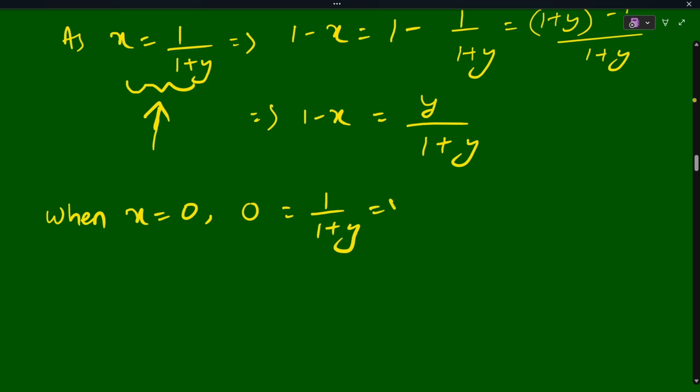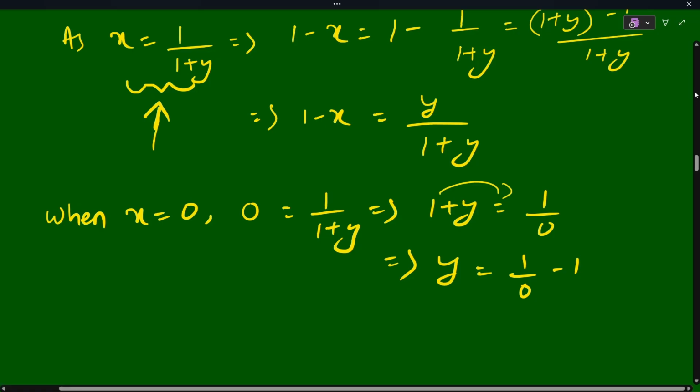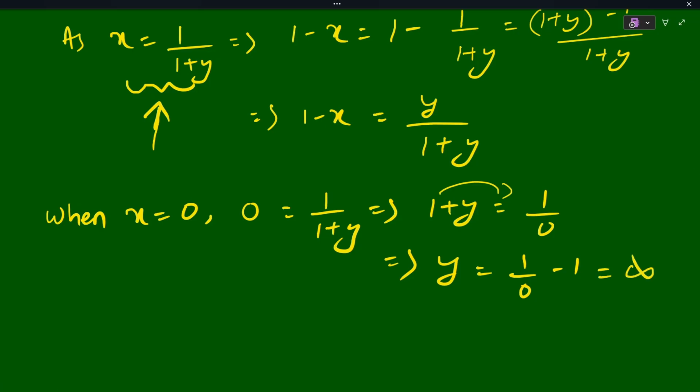So from this we can conclude that, take this 1 plus y to the left hand side. Okay, so this is 1 plus y equal to 1 by 0. From here take this 1 to the right hand side, so it is 1 by 0 minus 1. As 1 by 0 is infinite, and it is infinite minus 1, it would be infinite.